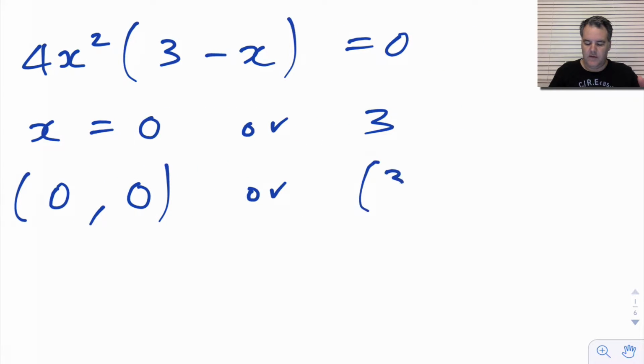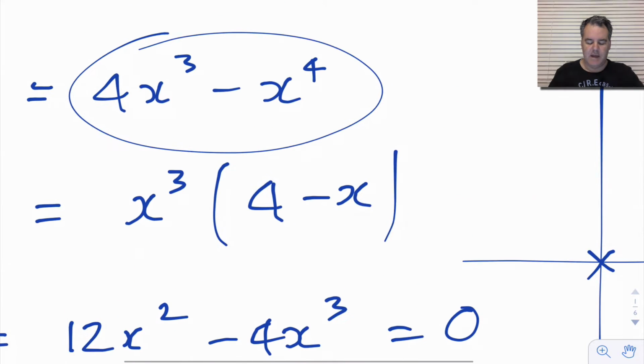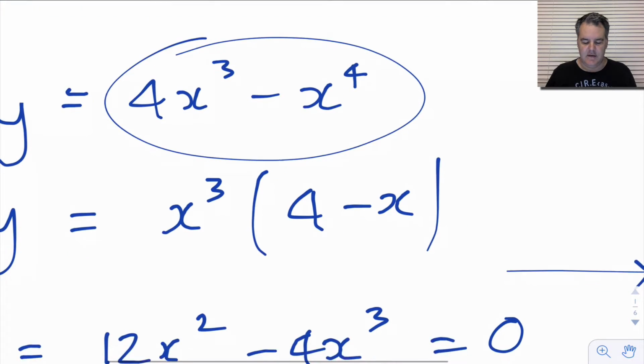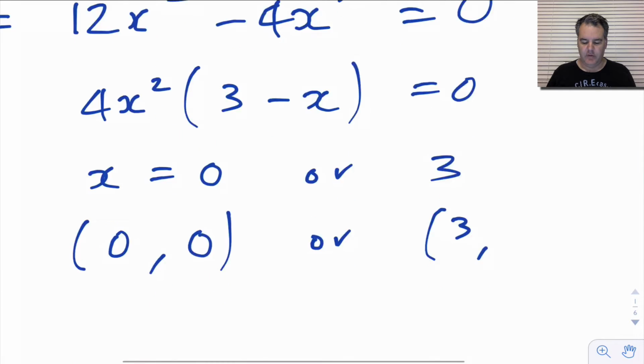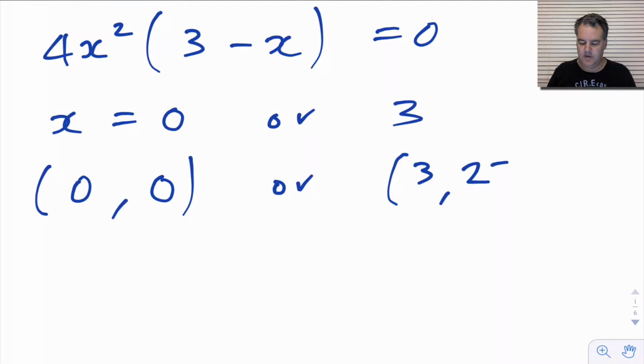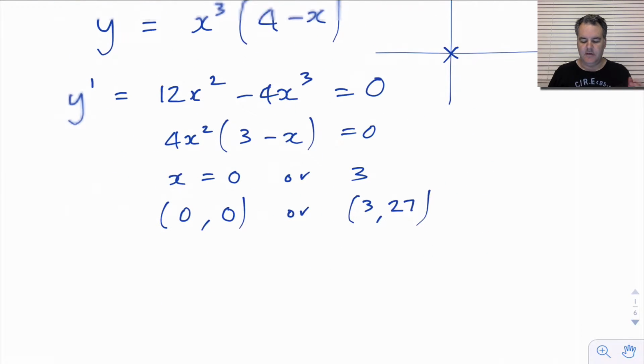Now, often they're going to want to ask you to find the coordinates, not just the x value. So when x is 0, put it back into the function and we get y is equal to 0. Or when x is equal to 3, put it back in: 4 times 3 cubed minus 3 to the power of 4, and that gives you 27. Okay, so there are the stationary values of the function. Now, what kind of stationary values are these? Is it a maximum, minimum, or is it a point of inflection?